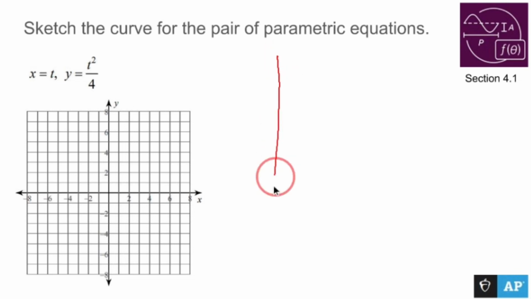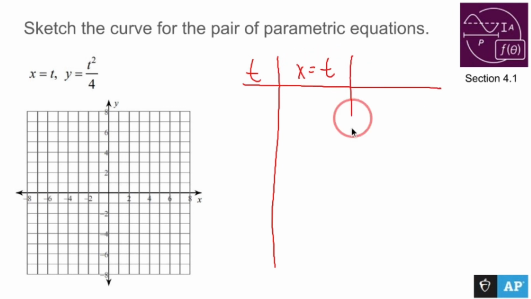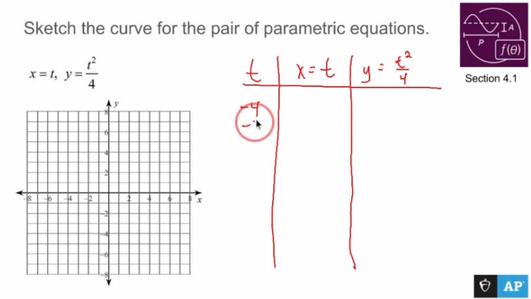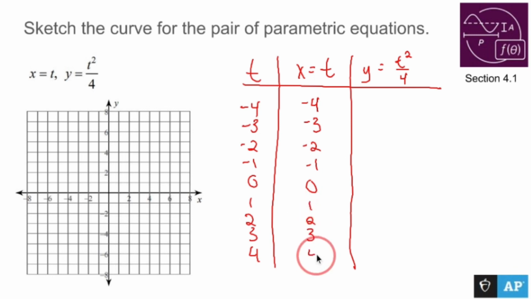So let's do that. Let's pick some t values. Our x value is going to be whatever t is, so that's nice. And our y value is going to be t squared over 4. And so we get some points that we can plot. Let's pick -4, -3, -2, -1, 0, 1, 2, 3, 4. If x is t, then x is all of these: -4, -3, -2, -1, 0, 1, 2, 3, 4.